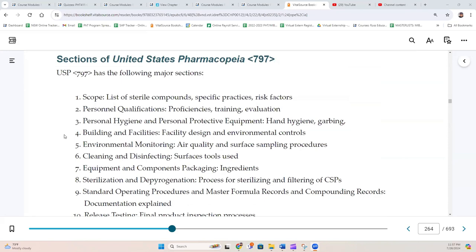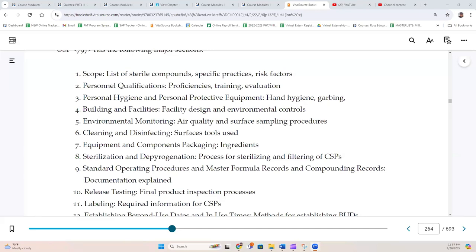The United States Pharmacopoeia 797 has the following major sections. 1, scope, the list of sterile compounds, specific practices, and risk factors. 2, personnel qualifications, proficiencies, training, and evaluation. 3, personal hygiene and personal protective equipment, hand hygiene and garbing. 4, building and facilities, facility design and environmental controls. 5, environmental monitoring, the air quality and surface sampling procedures. 6, cleaning and disinfecting surfaces, tools used. 7, equipment and component packaging, ingredients.